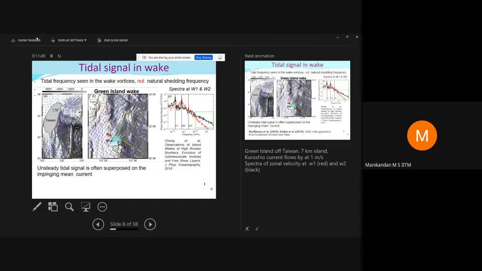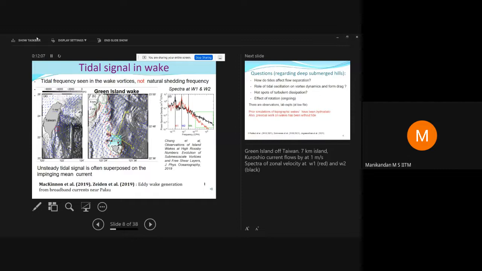So then the question was, okay, they're seeing vortices, but these vortices have the tidal frequency. So I said, okay, let's take a look at under what conditions you have the natural vortex shedding frequency, and why it goes to something that is very related to the tidal frequency.